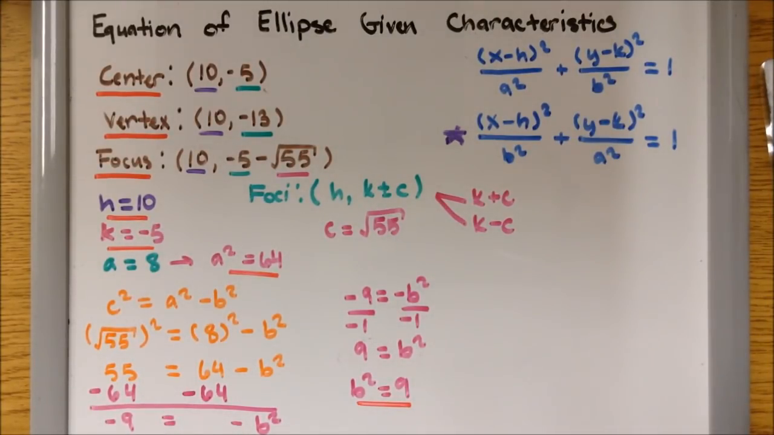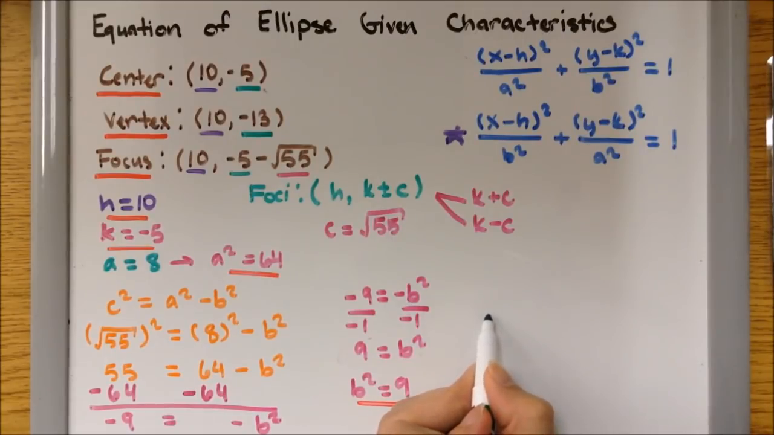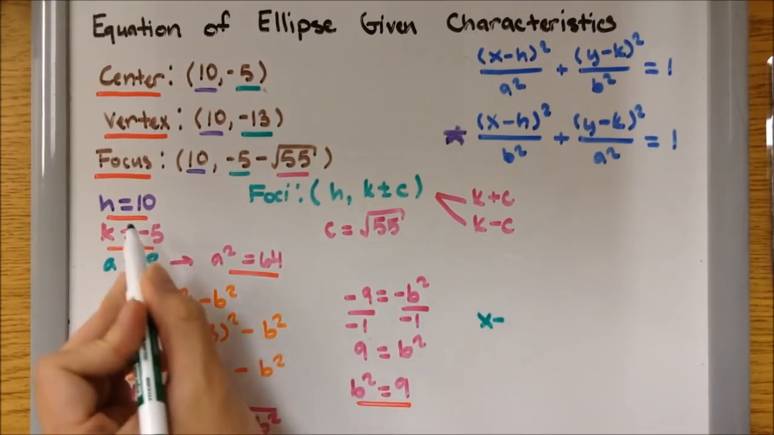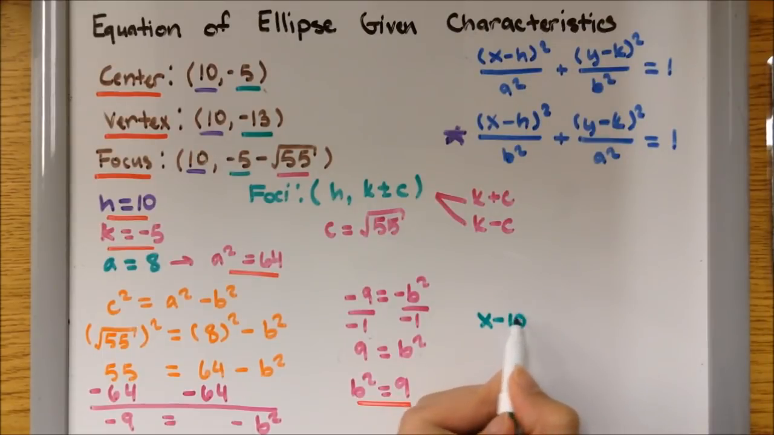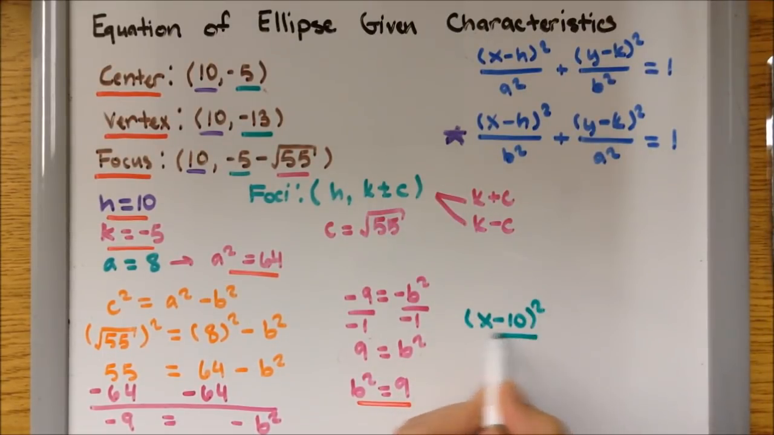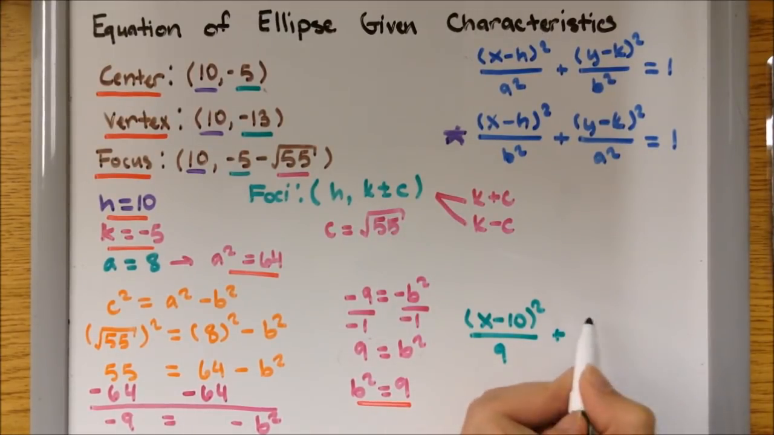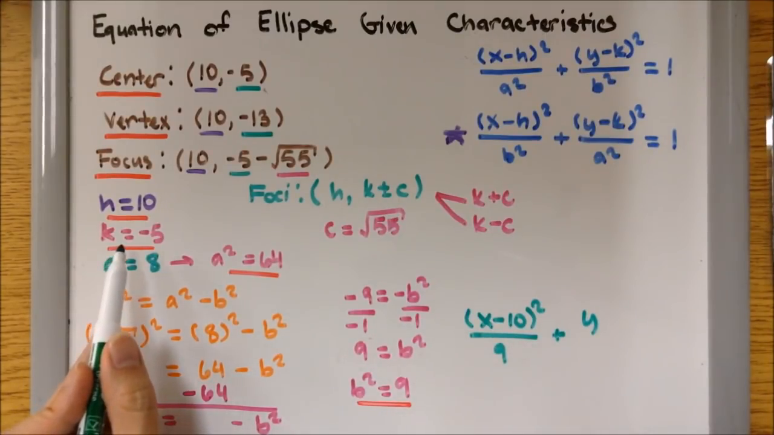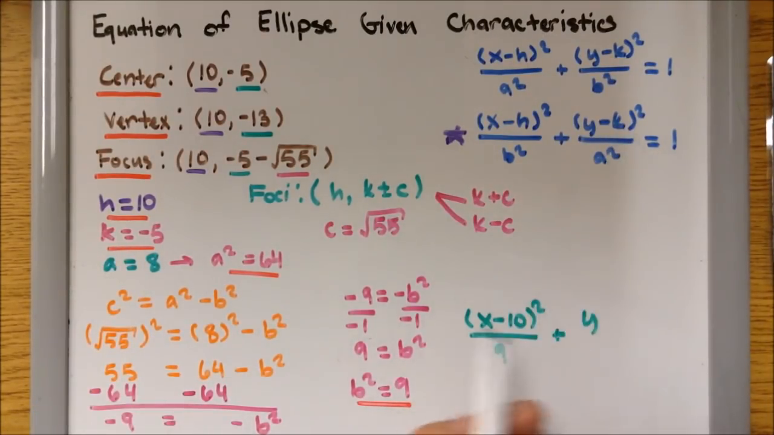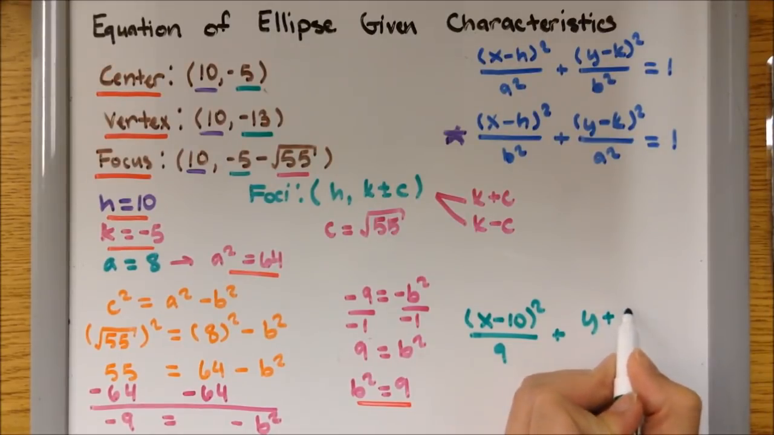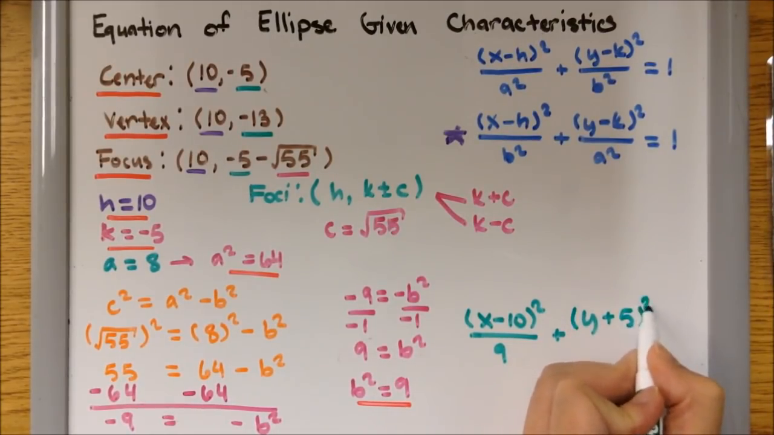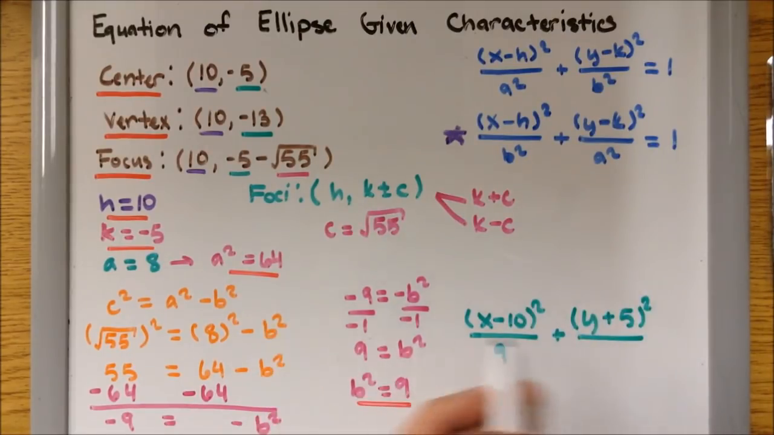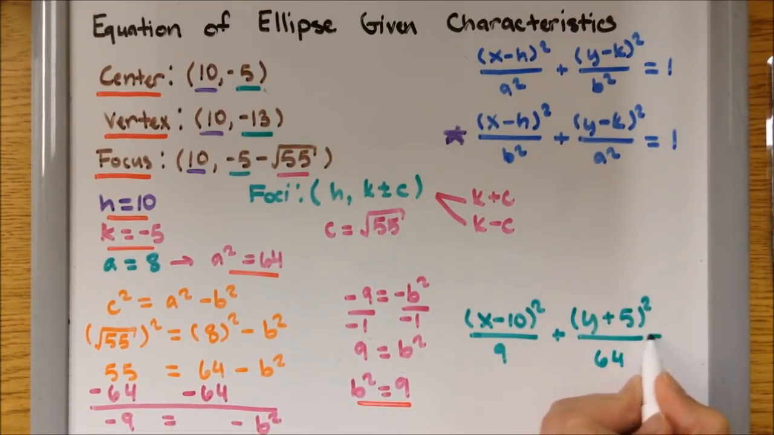All I'm going to do is just plug it in to this standard form. So it's going to be (x minus my h is 10, so I'm good with the minus 10) with the square, over my b squared is 9, plus y. Now since my k value is negative and it's y minus k, then it's going to change to (y plus 5) with the square over my a squared, which is 64, equal to 1.